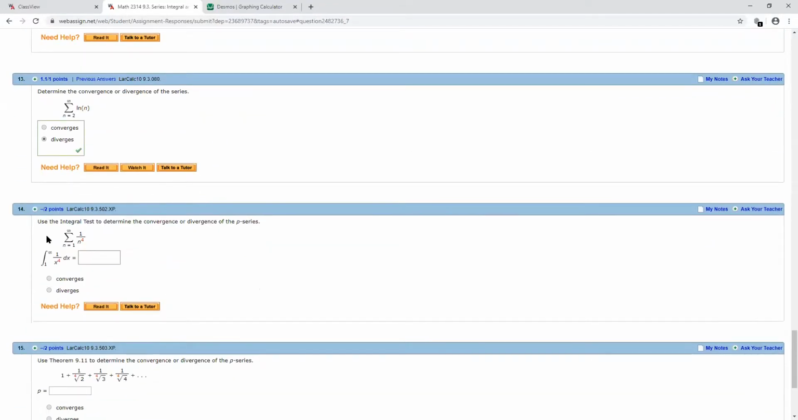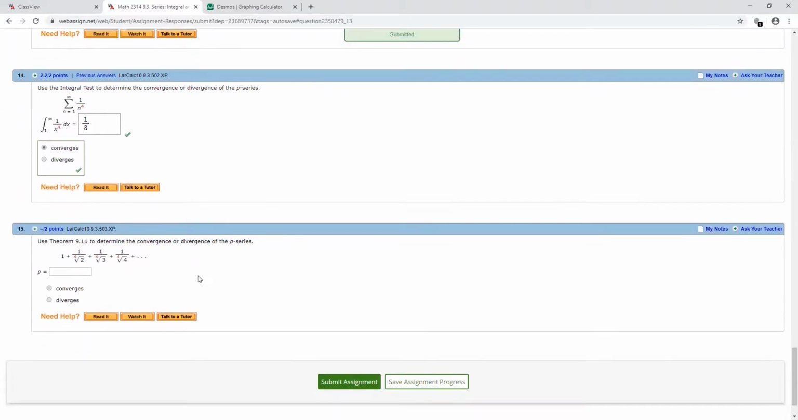This, by the way, I accidentally repeated the question as with number 8. So this is the same question we just did. So we already have this done. So 1 divided by 3 and converges. Yeah, so we did that already. I should have erased it.